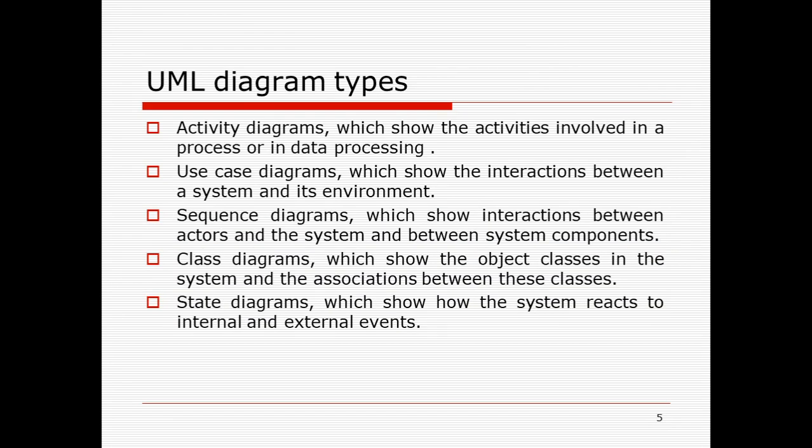So there are different UML diagram types which represent the models. The activity diagram is used to represent the activities involved in a process or data processing. The different activities which we have to use while processing the data are shown using the activity diagram. Use case diagram is to show the interaction between the system and the environment.